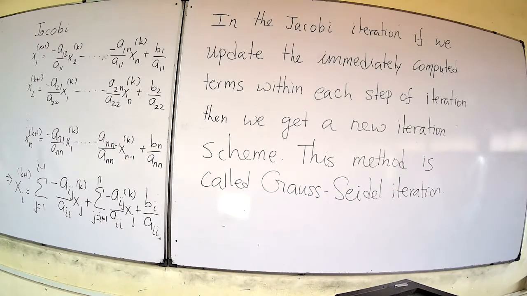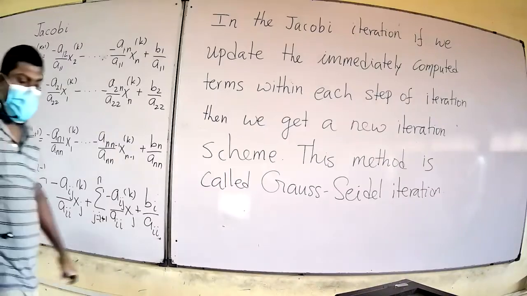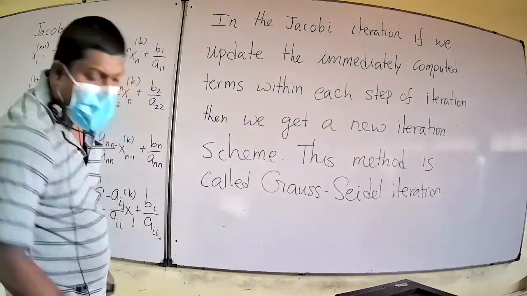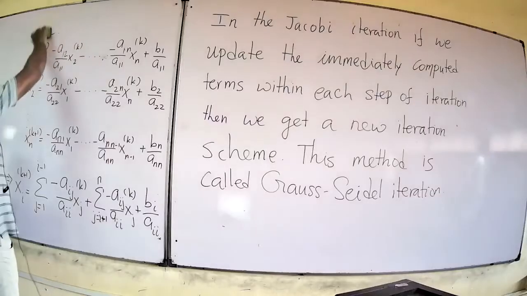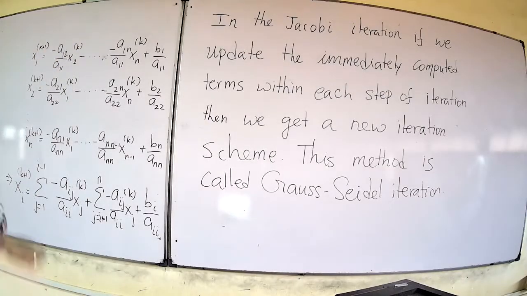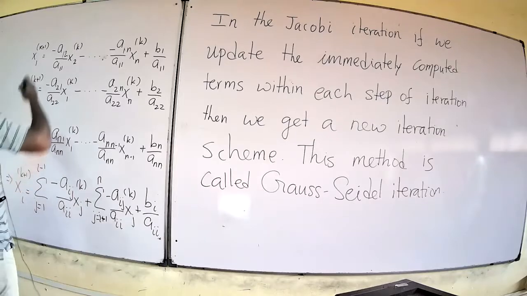So what we do is, in the Jacobi iteration, if we update the immediately computed terms, so just within the iteration, all the immediately computed terms are updated, then that leads to a new iterative method. That method is called Gauss-Seidel iteration. Gauss-Seidel iteration is very much similar to Jacobi. The only difference is you are updating the previously computed or immediately computed terms.